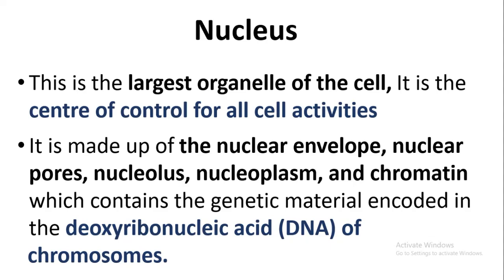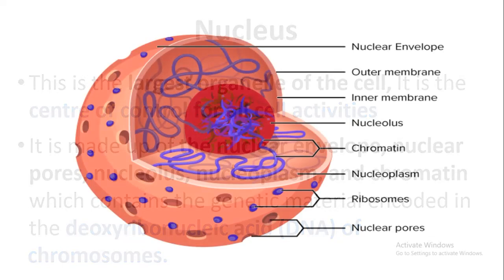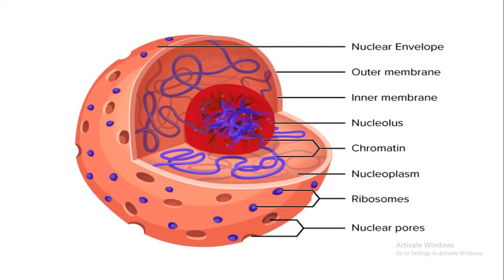So let's quickly look at the basic structure of a nucleus. Please make sure that you pause the video, look at this content, and also make sure that you know each and every part of the nucleus. Okay? All right. So the first one we can talk about is the nuclear envelope.